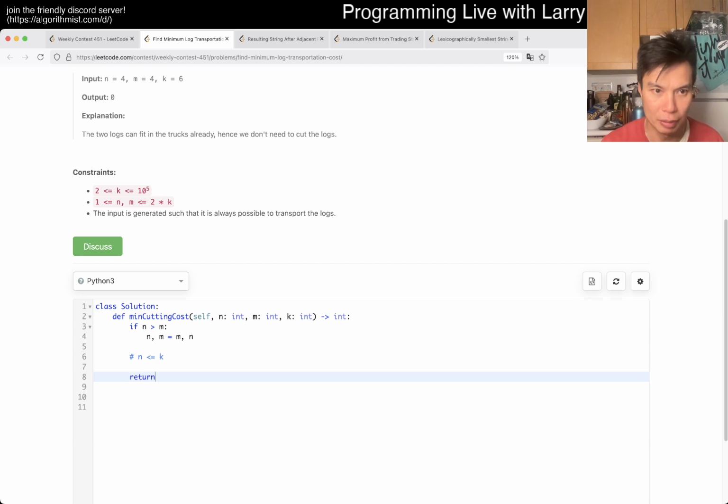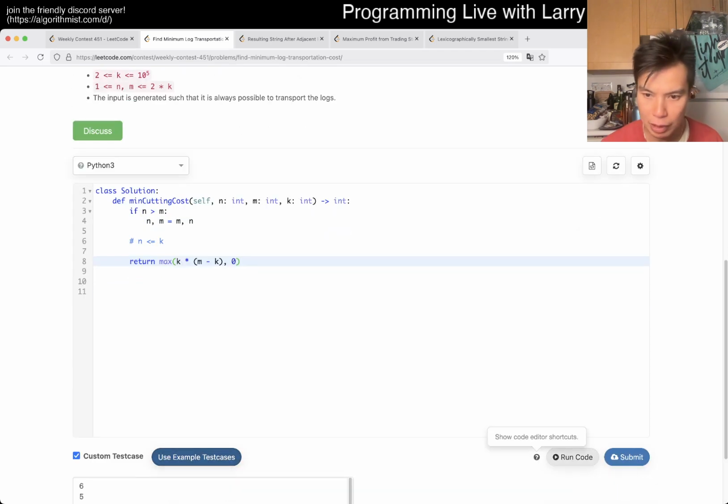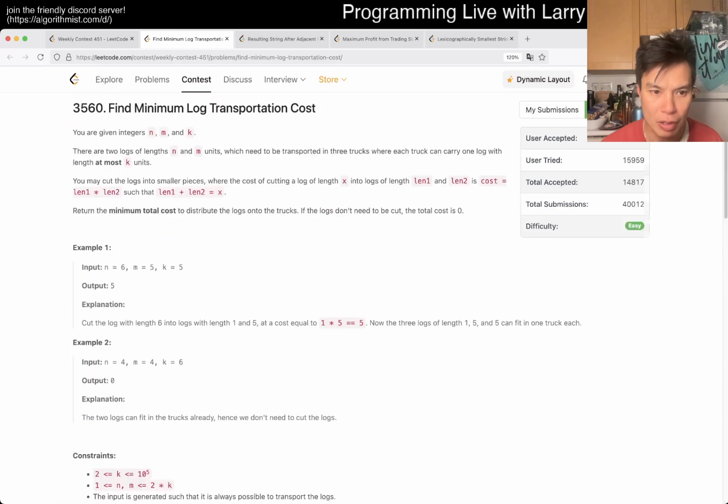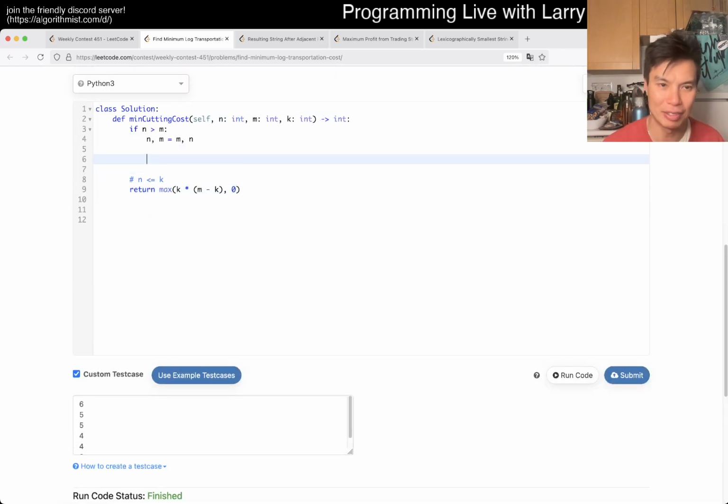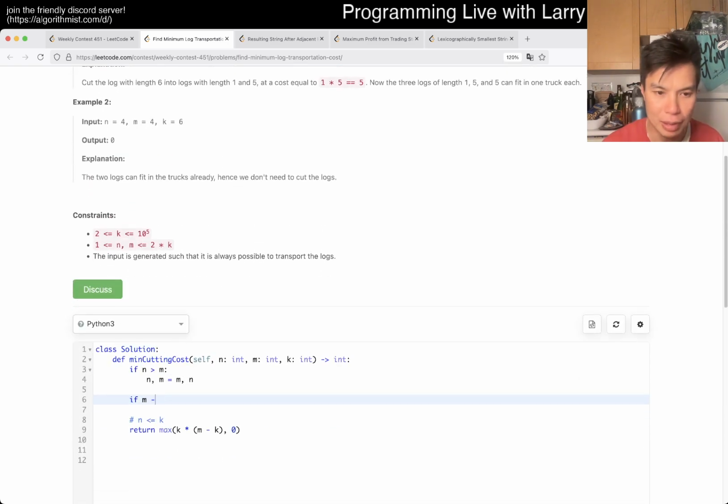So the cost is going to be k times m minus k, and we convert it to 0 if that's negative. Should I YOLO submit, or should I just add an extra if statement? All right, fine. If m is less than or equal to k, then we just return 0, is what I want to do.